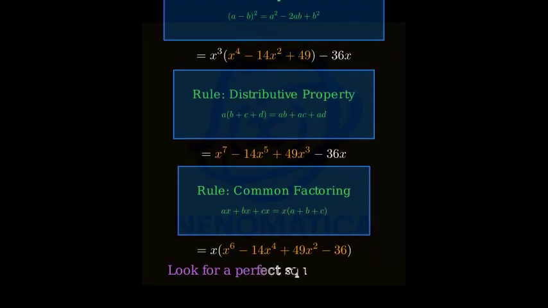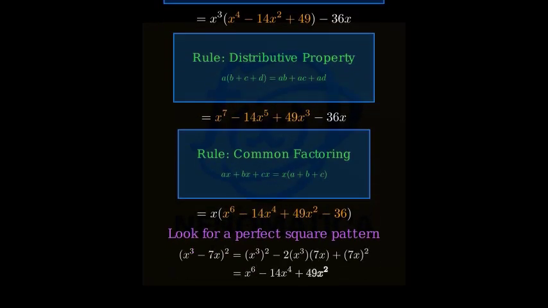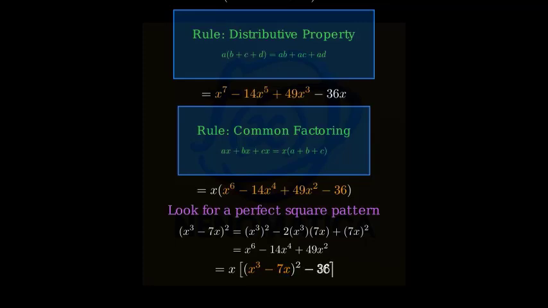We can rewrite x to the 6th minus 14x to the 4th plus 49x squared as a perfect square. This is actually the square of x cubed minus 7x. To verify this, let's expand the square of x cubed minus 7x. We would get x to the 6th minus 14x to the 4th plus 49x squared, which is exactly what we have. So our expression becomes x times the quantity x cubed minus 7x squared minus 36.